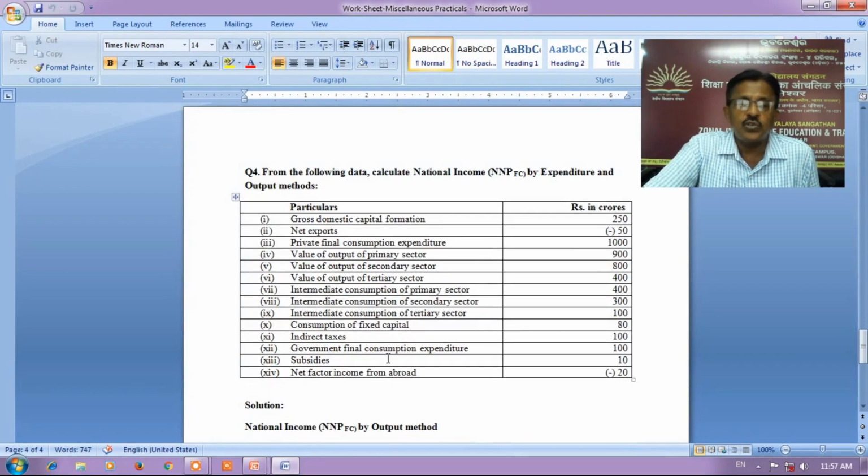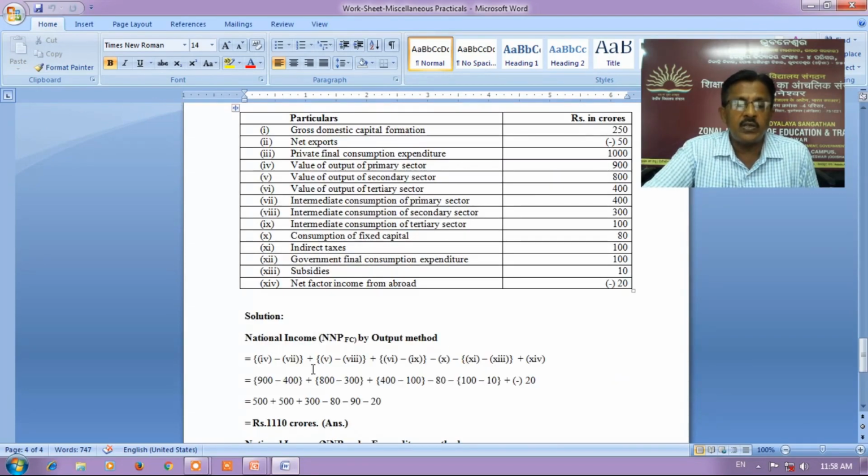Then the last question is, from the following data calculate national income, that is NNP at factor cost, by expenditure and output methods. Some items will be expenditure related items and some items will be value added, that is output method related items. So NNP at factor cost by output method. What is item number 4 here? The value of output of primary sector minus item number 7, that is intermediate consumption of primary sector, that is the value added we are getting.